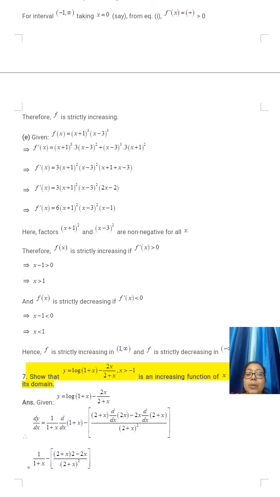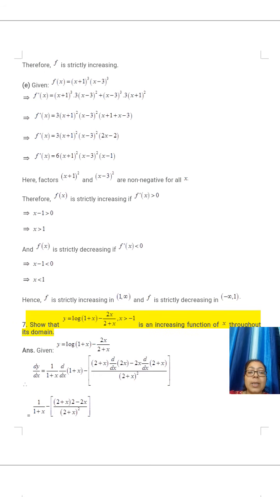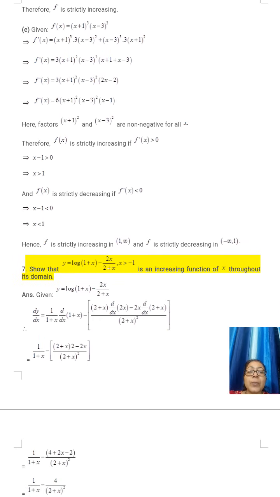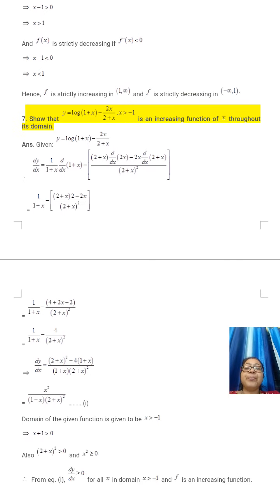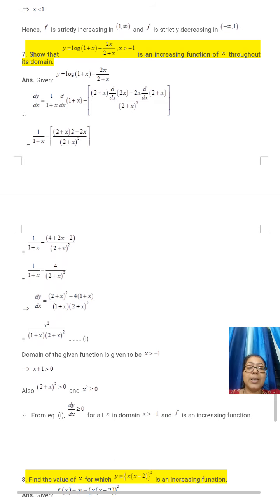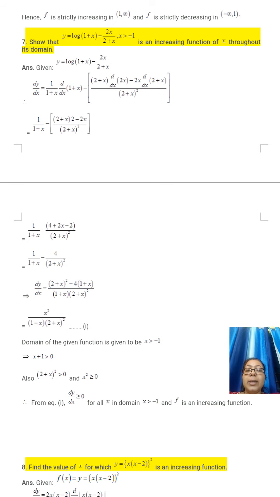y is equal to log of 1 plus x minus 2x by 2 plus x, where x is more than minus 1, is an increasing function of x throughout its domain. So y is given, then dy/dx, the derivative, that is f'(x). You have to find dy/dx. This is part of the previous chapter, so I am not going to explain it. At the end we are getting x square by (1 plus x) into (2 plus x) whole square.